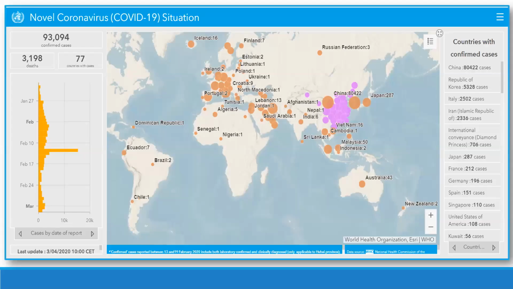So this dashboard is from the WHO's, the World Health Organization's website. It gives us updates on the numbers of cases that are being reported around the world. This was the data as of this morning. I'm sure it's very different now, but as of this morning, there were 93,000 cases, over 3,100 deaths, and cases had been reported in 77 different countries. So as we move through this response effort, if you're interested in where the cases are being identified around the world, this is a great resource to look at.